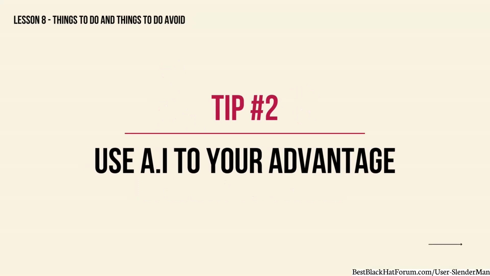Tip number 2, use ChatGPT or artificial intelligence to your advantage. ChatGPT is useful for finding keywords to use in your campaigns. I've been using it a lot lately to find common search terms for niches that I wish to advertise in. If you don't have the budget to pay for tools like Helium 10, then ChatGPT is a fantastic alternative and it's free.